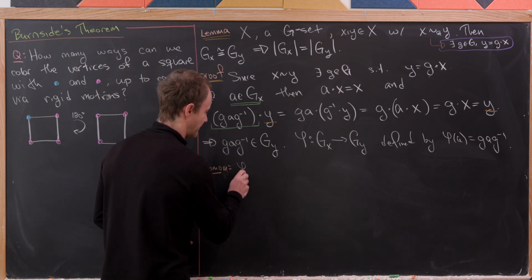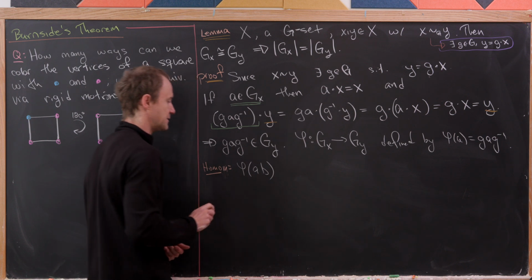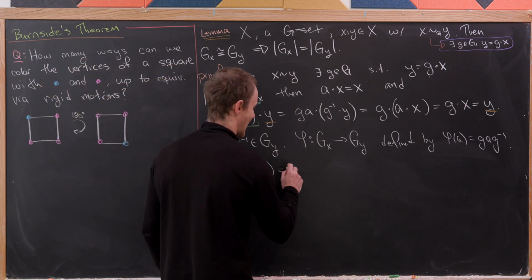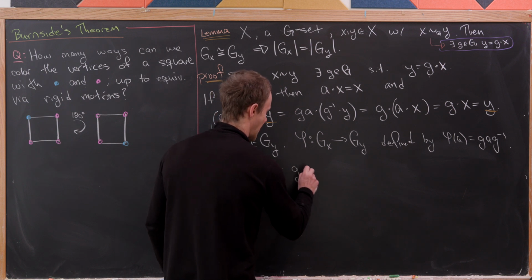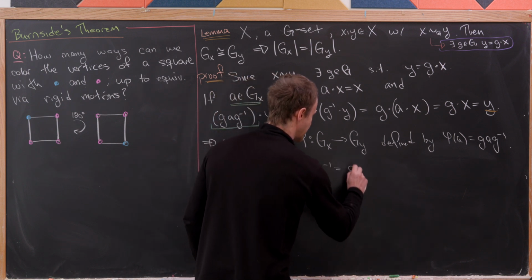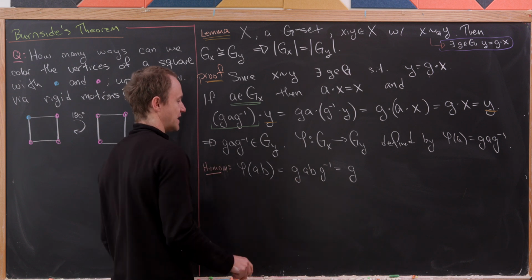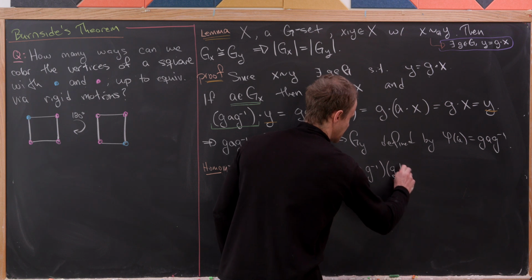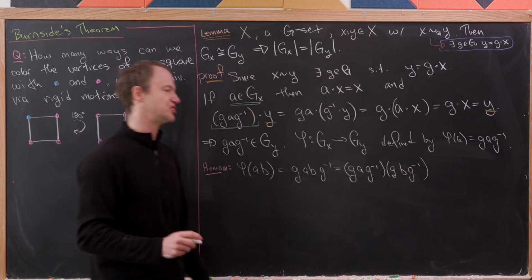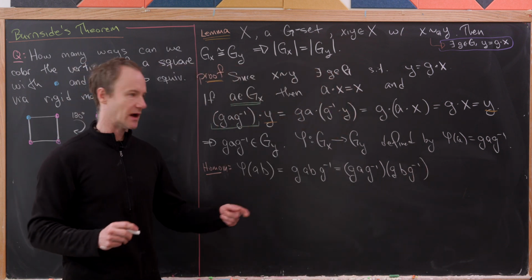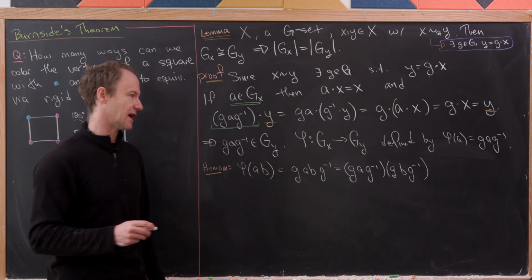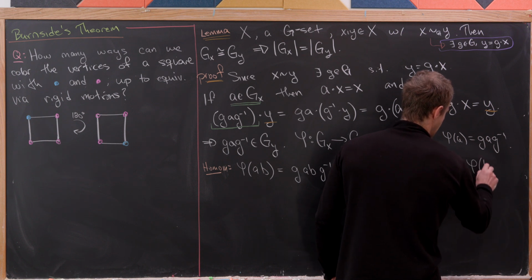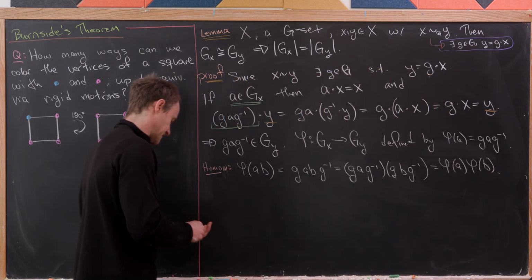Let's say we've got phi of AB, where A and B are both in G sub X. So we could write that as GAB G inverse, but now we can stick a G G inverse between A and B. So we have GAG inverse and then GBG inverse. Because of course G inverse G is the identity, so that would disappear if it were in between A and B. But now this is immediately phi of A times phi of B. So it is a homomorphism.